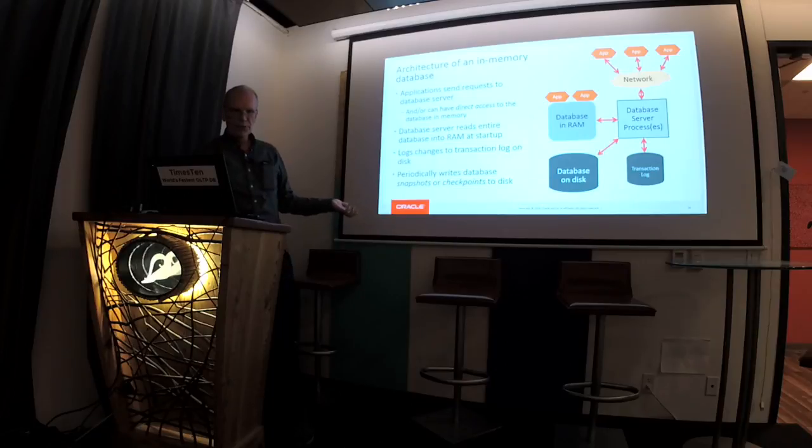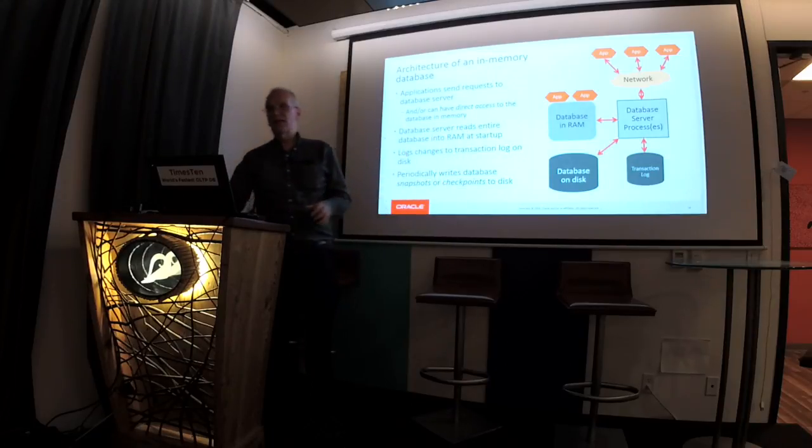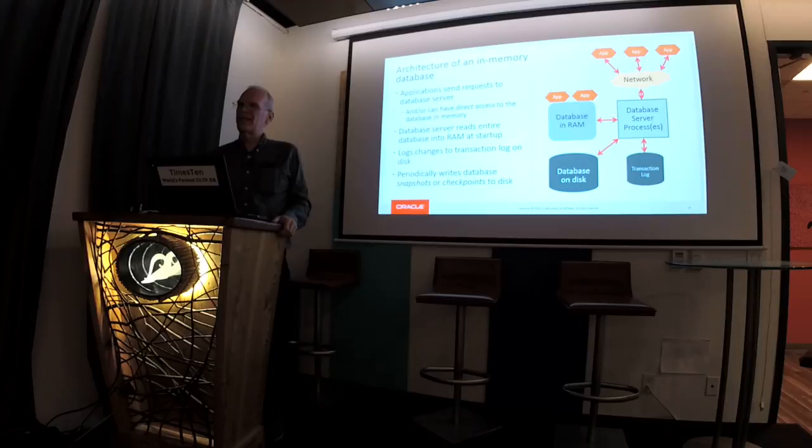But basically at this level, the architecture is pretty much the same between an in-memory database and a traditional database. The big difference is the database in memory is the same size as the database on disk. Remember, an in-memory database assumes all the data in the database fits in RAM, all of it, not some of it. That's a hybrid database or a memory-centric database. An in-memory database assumes all the data fits all the time.